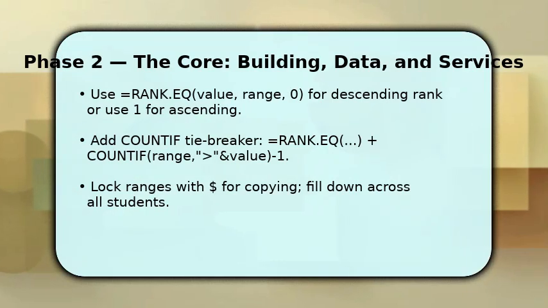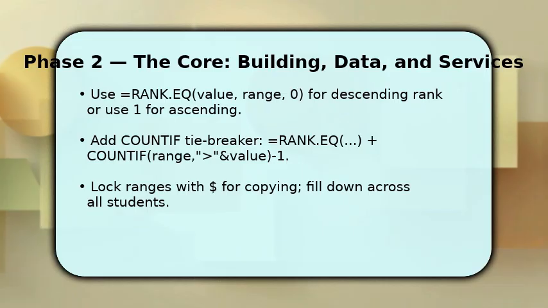Now you create ranks. In the rank column, enter equals RANK(C2, $C$2:$C$101, 0) for highest score equals rank 1. This computes basic position. Then handle ties by adding a small tie break. Combine with COUNTIF or use equals RANK.